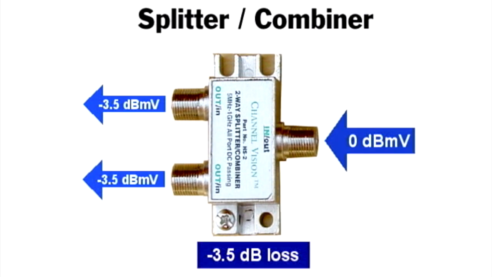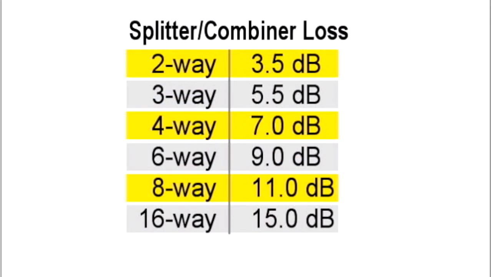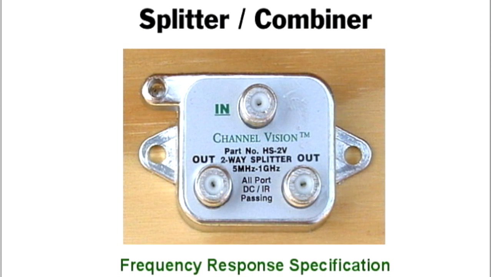Because they divide the signal, they divide the power or amplitude between the outputs. The outputs of a 2-way splitter are typically 3.5 to 4 dB less than the input. Your workbook has a table of the attenuation for 2 to 16-way splitters. Splitters also have a frequency range specification over which they operate. This can range from as little as 5 to 54 MHz up to over 1,000 MHz.